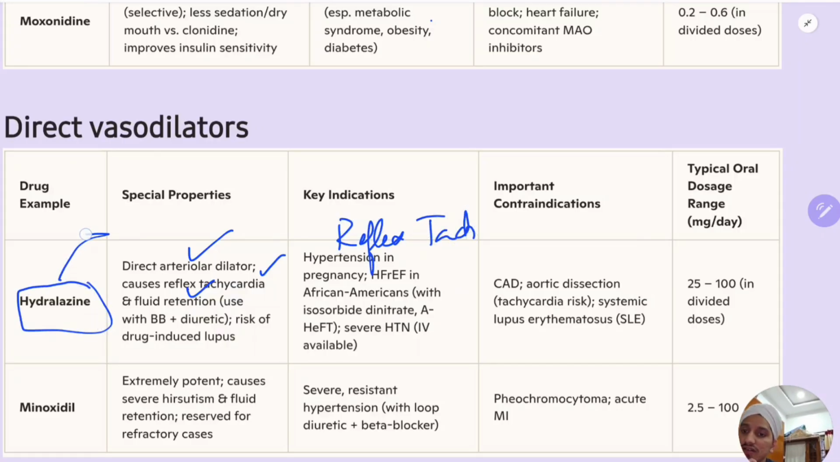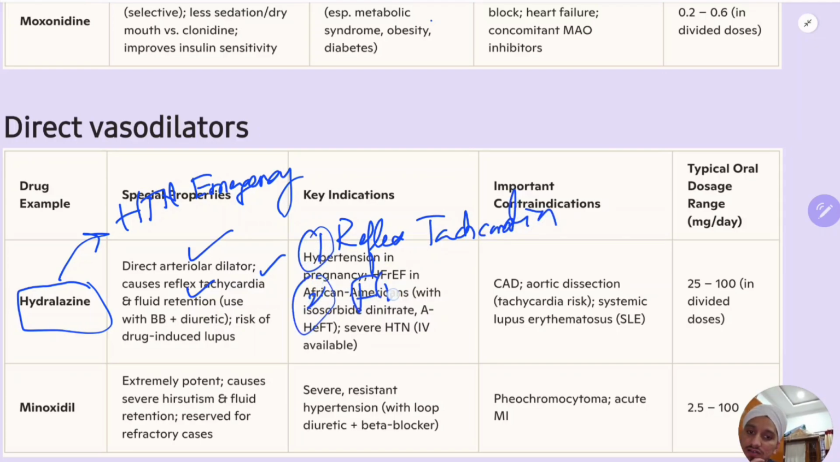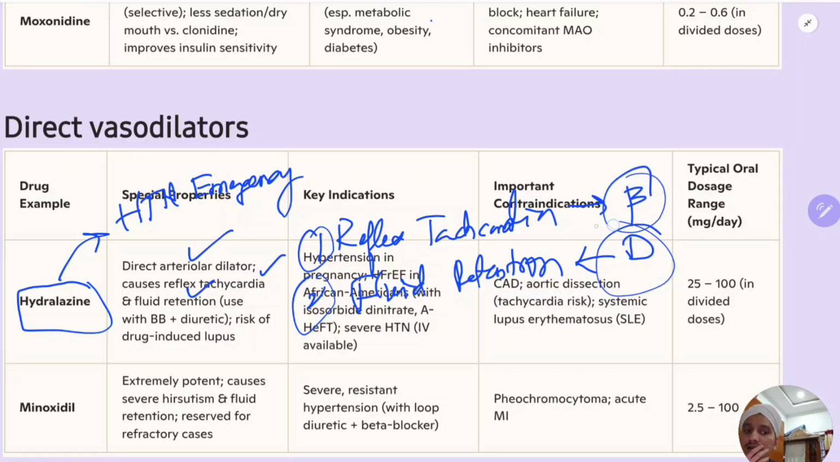This is also a drug used in hypertensive emergency. But you should use it with care because it causes tachycardia, and second, it can cause fluid retention. So to counter that, you give a beta blocker to counter the tachycardia and a diuretic to counter the fluid retention. So Hydralazine should be used along with a beta blocker and diuretic to counter the side effects.